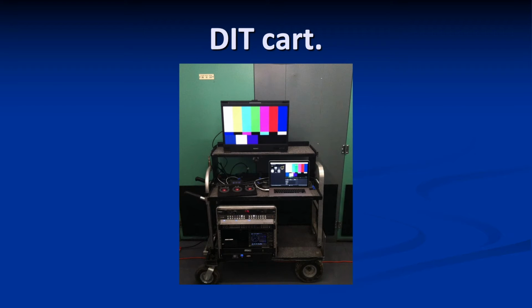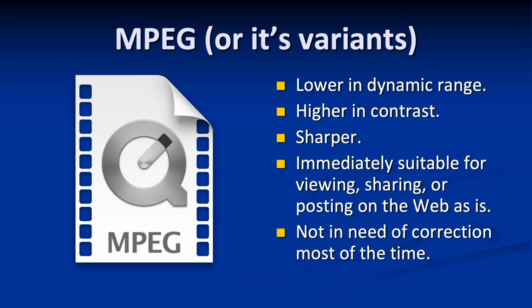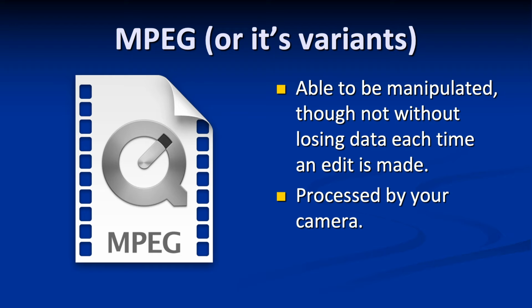So if you're a DIT and you're working with files that are RAW, you'll have to do an extra step before you can send or share those files with anyone. And most MPEG files don't need color correction most of the time, unless, of course, you've made errors in the camera. There's nothing inherent about MPEG that requires correction. Of course, if you're going to manipulate MPEG files, data will be lost each time you make an edit. And the final note about MPEG is that it's processed, usually created in the camera.